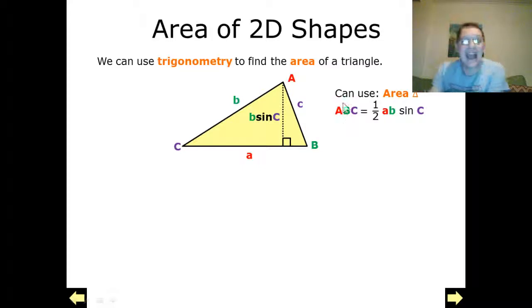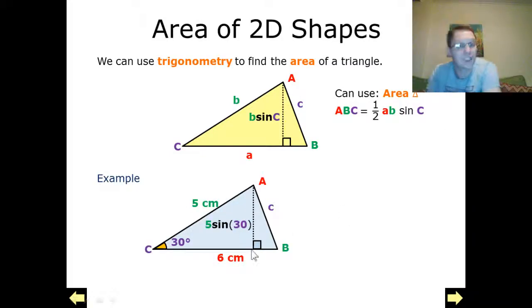So to find out the area of triangle ABC, what we're going to do is use this formula here: half ab sine C. And remember, that's capital C. So let's put that into context. My angle here is 30 degrees. I've got 5 centimetres for my b. I've got 6 centimetres for my small a.